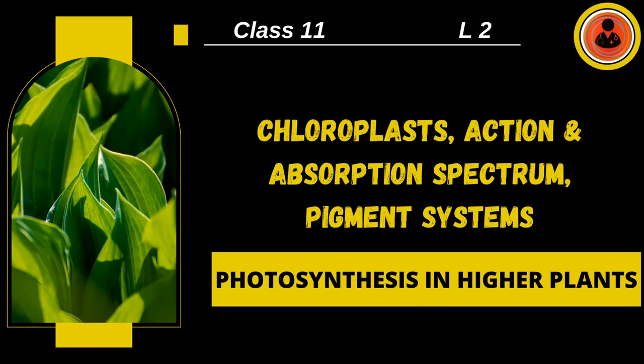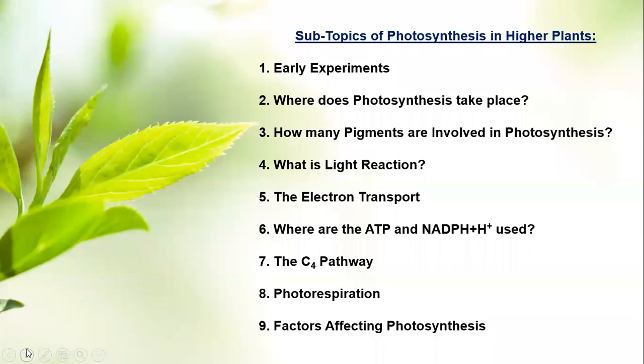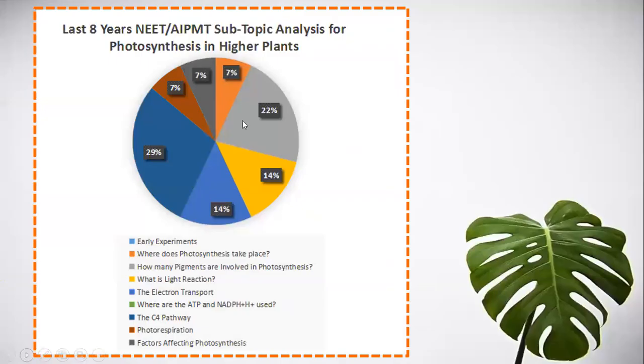Let's have a look at the weightage of this chapter or this topic. In the last class I taught you about early experiments of photosynthesis, which is an already completed topic. Today we are going to take up where photosynthesis takes place and which pigments are involved in photosynthesis. Let's have a look at both of these topics. What is the weightage of these two topics? Where does photosynthesis take place?